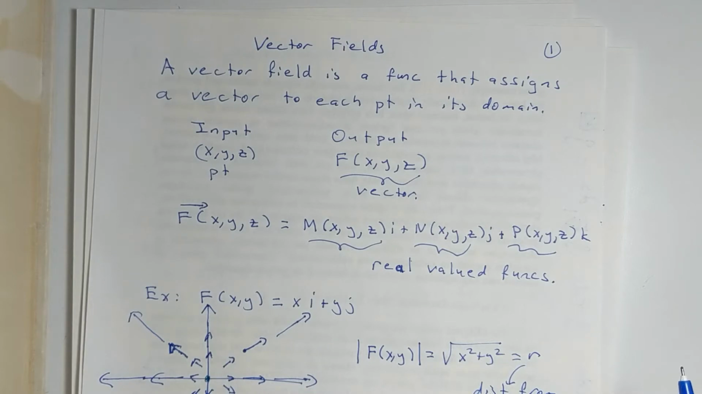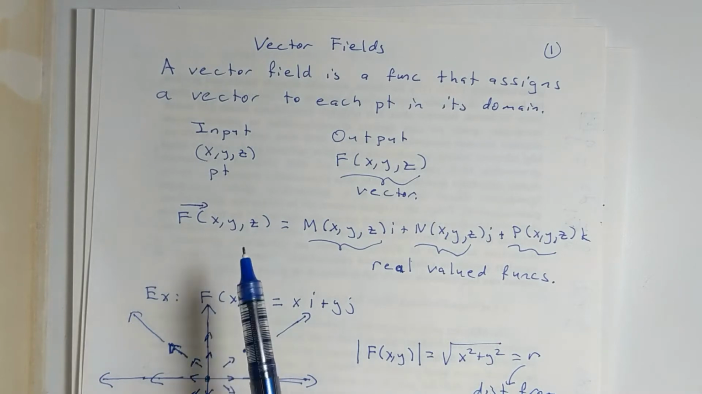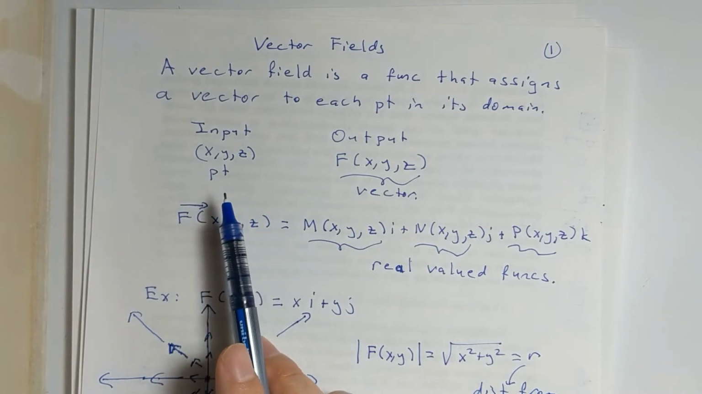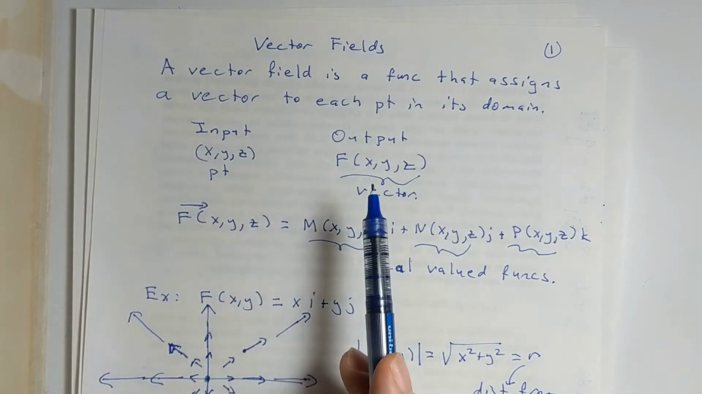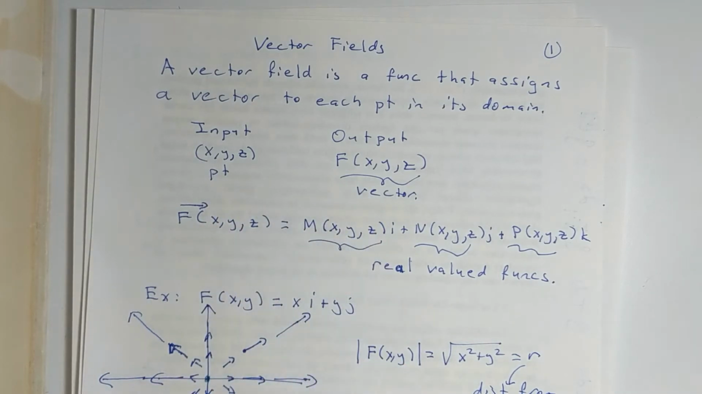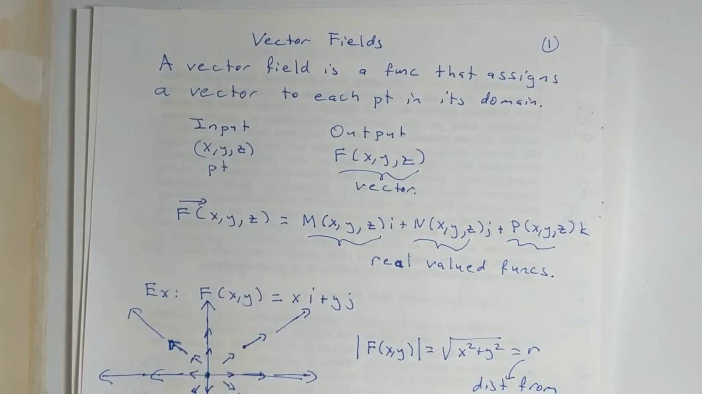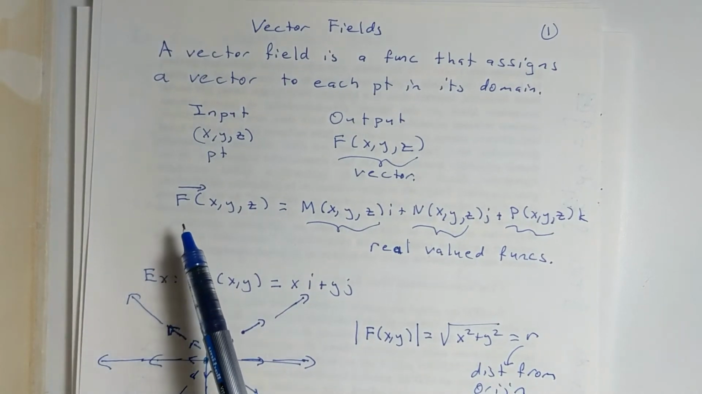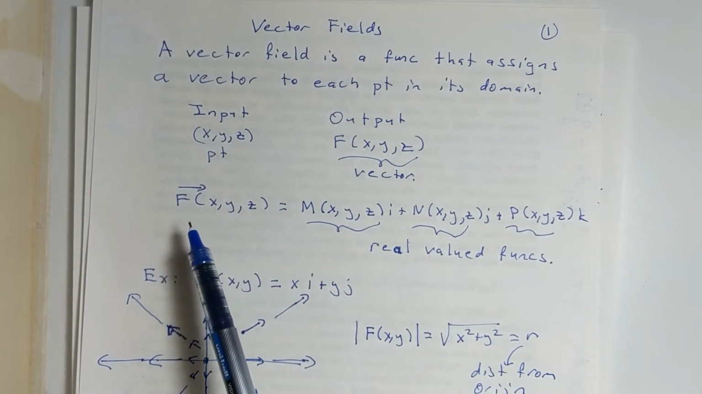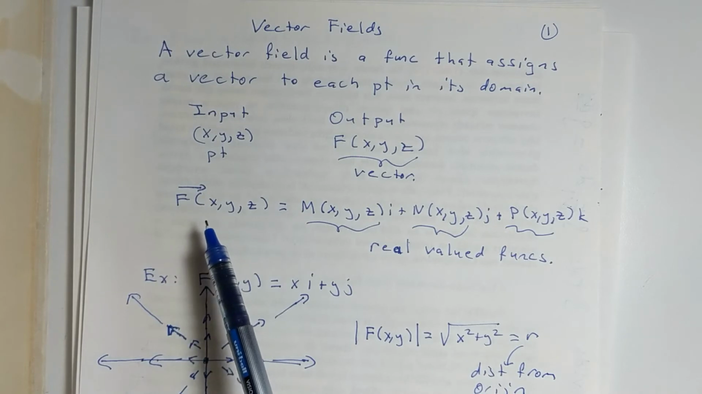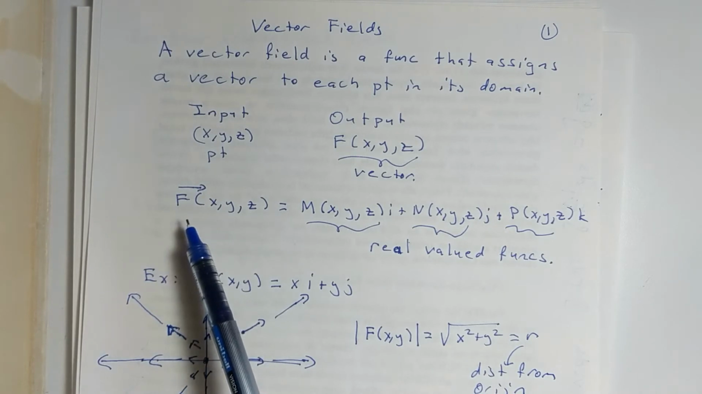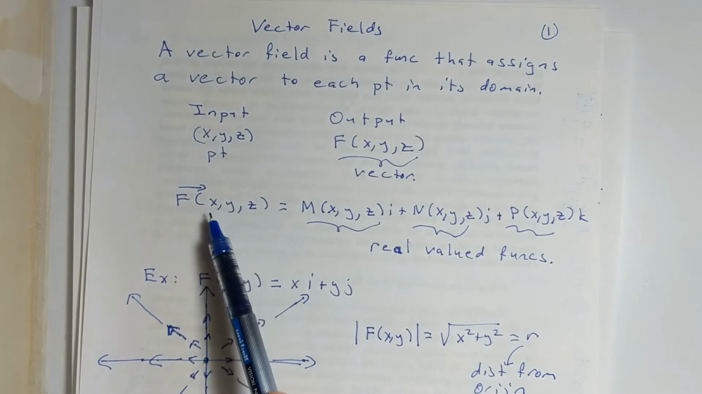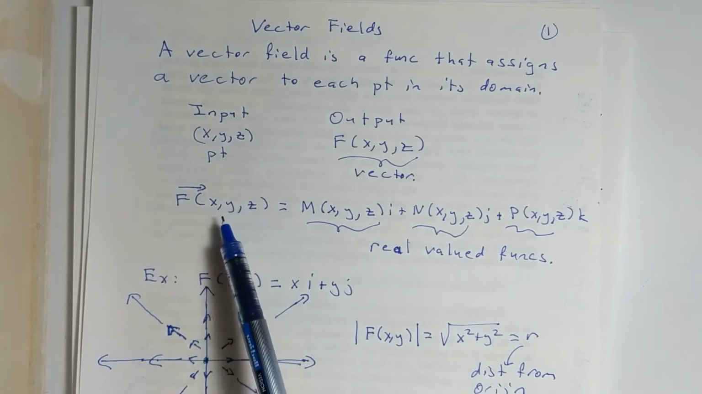In other words, we're putting points in three-dimensional space, or four-dimensional space, into this function. For example, I took a point in three-dimensional space, and it's going to output a vector. So for each point, we're going to get a vector. We'll use the notation f of x, y, z. This is going to be the vector field. It's a function, and as an input, it takes points in space.